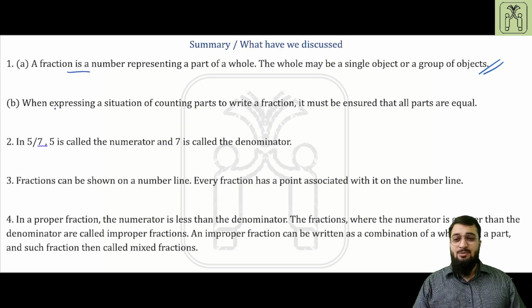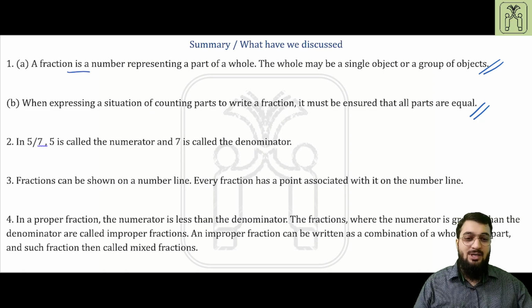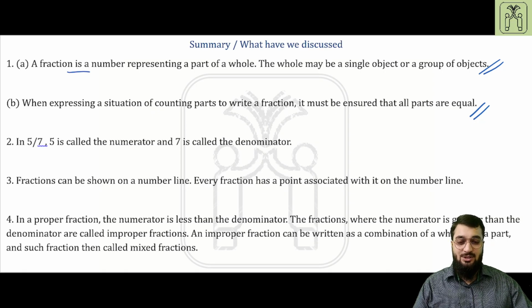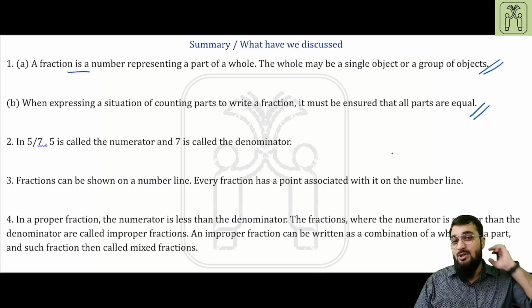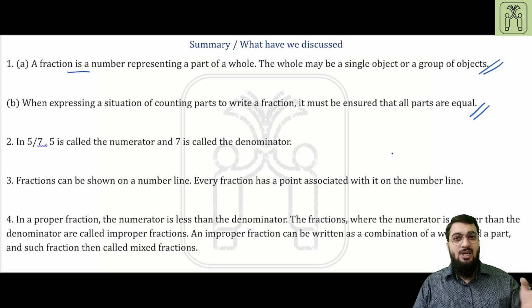Part B says that when expressing a situation of counting parts to write a fraction, it must be ensured that all parts are equal. That was also mentioned, that the parts should be similar or equal to each other in terms of the parameter that is taken into consideration. So if you are talking about 1 liter, then you have to talk about every milliliter that is inside of it. If you are talking about a pizza, all the slices must be equal.